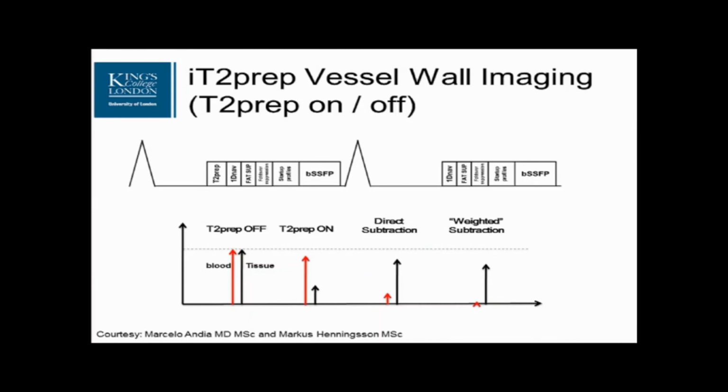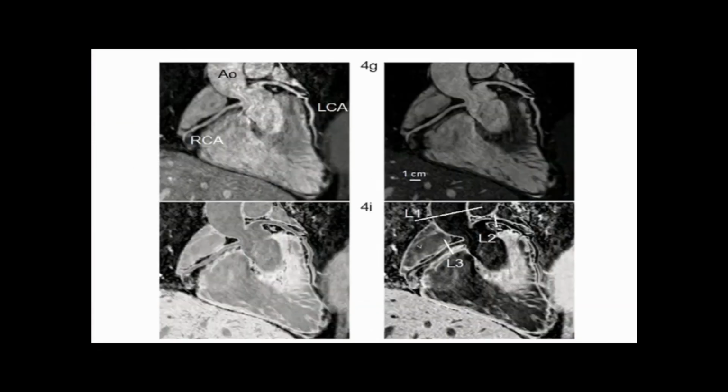Another way of imaging the vessel wall in the coronary arteries is by turning the T2 prep on and off in subsequent heartbeats. So if you have it off, then you should get similar signal intensities from the blood and from the myocardium. If you turn it on, the signal of the myocardium is reduced, and if you subtract these images, we get an image from the myocardium, but also the vessel wall, while we can suppress the signal of the blood. And the good thing about this approach is that it's flow independent.